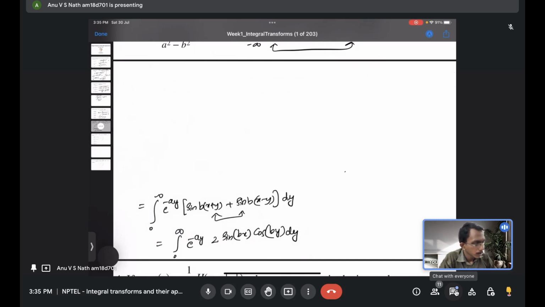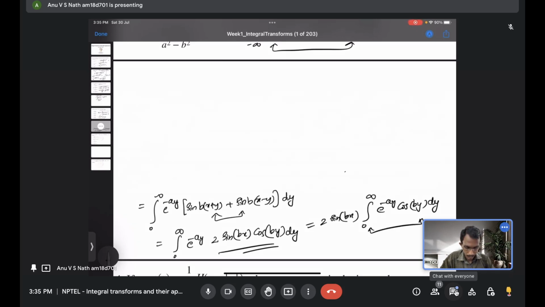Okay, so now the term which contains x is actually a constant, so 2 sine bx we can take outside. The remaining is the integral of exponential of minus ay cos by dy. I hope you know how to do this integral. If anybody wants to know, I can show. Otherwise I am assuming that you already know this integral. It's actually a well-known integral.